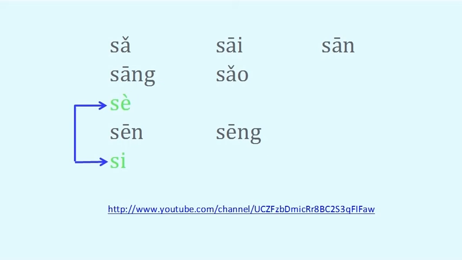Soeng is pronounced as song. Sou is pronounced as so. Su is pronounced as su. Suan is pronounced as swan. Sui is pronounced as sui. Sun is pronounced as suan. Suo is pronounced as suo.